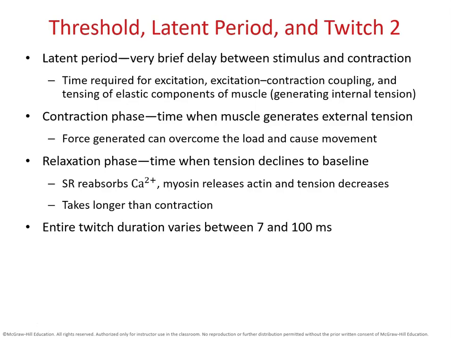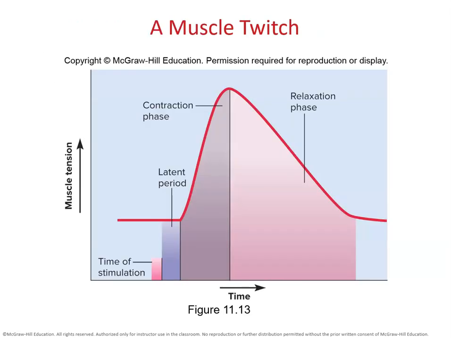The contraction phase is when the muscle is able to generate external tension. The relaxation phase, we've talked about this, is when the muscle returns to its normal resting state. And this is pretty important. Muscle twitches are very fast. They can happen in as short as 7 milliseconds or take as long as 100 milliseconds. Okay, so with this latent period, we have the stimulation, then the latent period, then the contraction, and then relaxation.